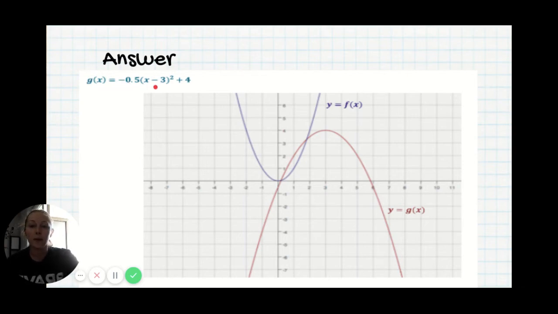I wanted my graph to go 3 units to the right, so I had to use minus because it's the opposite of what I thought it would be. So on the inside, it's minus. I wanted to go 3 units, so it's going to be x minus 3 squared. And then I wanted my graph to go up 4, so I have plus 4 on the outside.